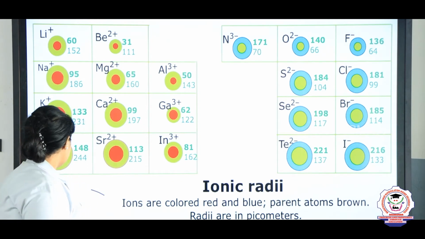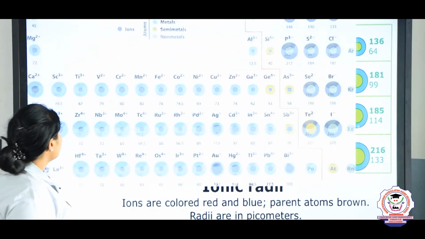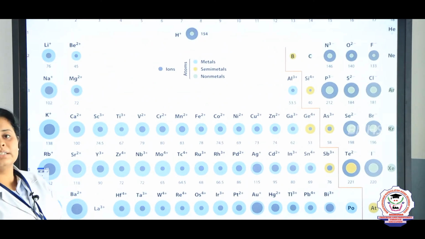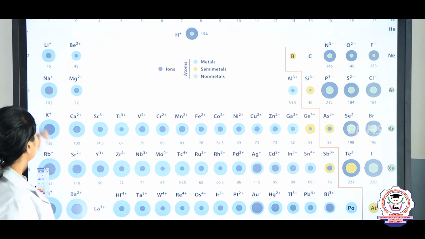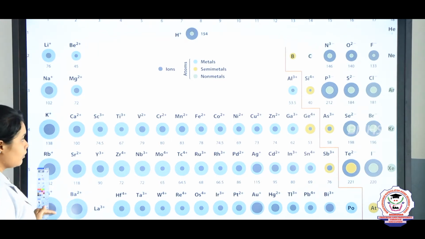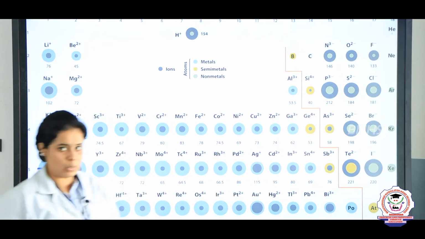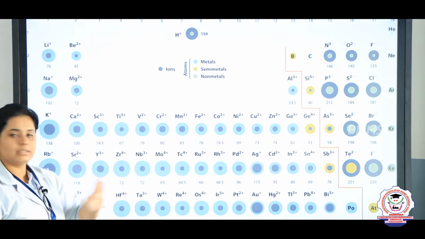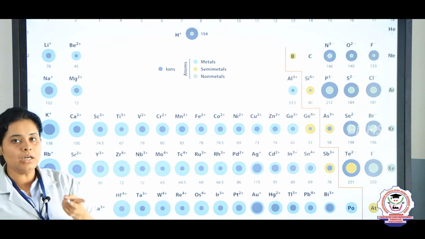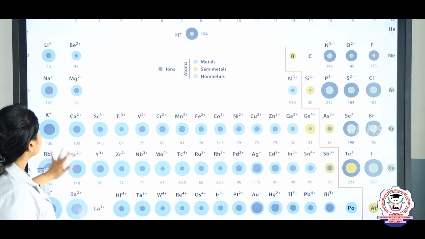Now let's come to the next topic. Here there is one more thing, children, which you can see. The ionic radius increases like this and it will increase like that also. Okay. So these are the ionic radius plus the atomic radius things.